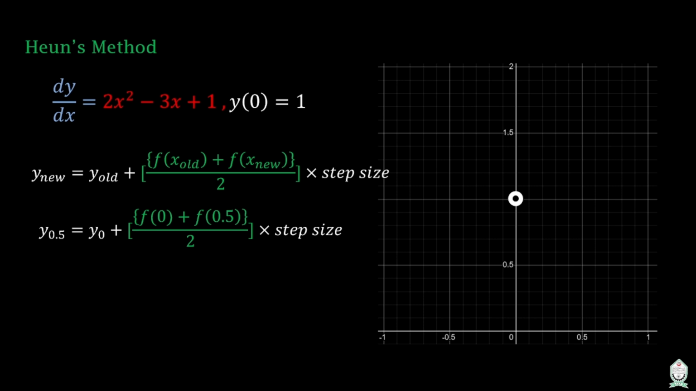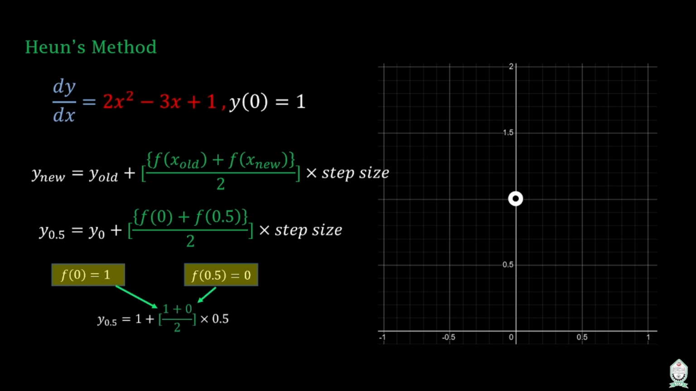Here everything will remain similar, but in the place of slope we will use the value of slope at x equals 0 and the value of slope at x equals 0.5, which here we see that the value of slope at 0 is 1, the value of slope at 0.5 is 0, and now we will take both these values and calculate the average of them and then plug them into the equation and find out the next value of y at x equals 0.5, which turns out to be 1.25. So now we have another value of y at x equals 0.5.